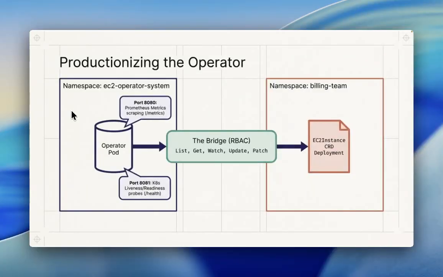Productionizing the operator. Namespace: ec2-operator-system. You have port 8080 for Prometheus metrics. You have the operator pod port 8081 for Kubernetes liveness and readiness probes. You have RBAC permissions: get, list, watch, update. Then you have the namespace of the billing team's EC2 instance deployment.